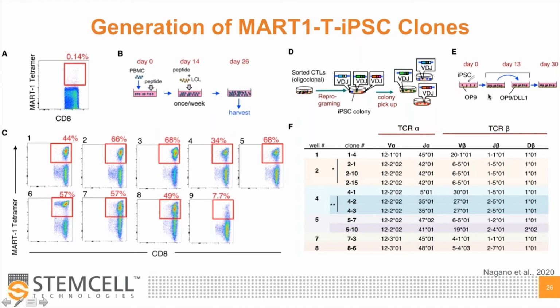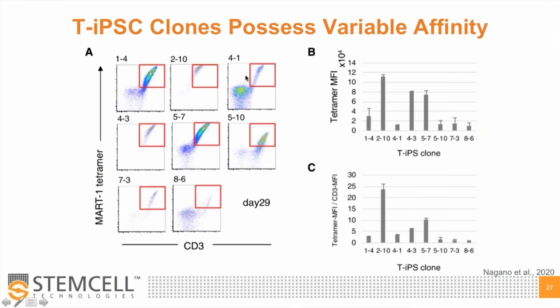These can be differentiated in vitro using the OP9 delta-like 1 differentiation system. And then they test the TCR, they sequence it, and they looked at their different wells and different clones originating from different wells, and they found different VJ segments for the TCR alpha, as well as VDJ for TCR beta. So from these, they picked these clones here to analyze further.